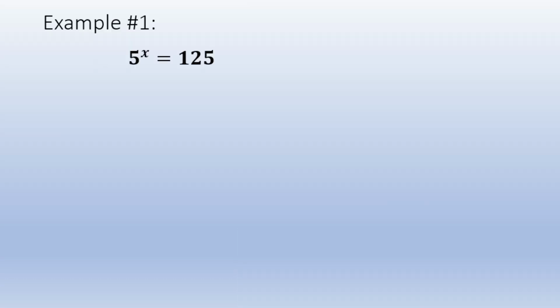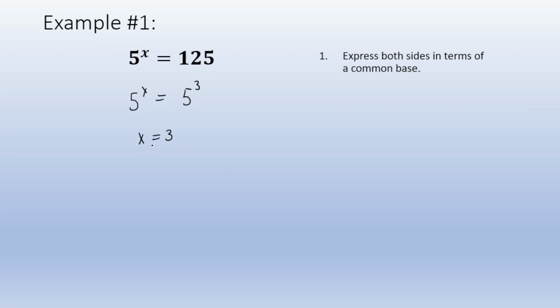For our first example, we have 5 to the x power equals 125. In this problem, one thing that we observe is that 125 is a power of 5. So we can express the right side, 125, as a power of 5, in this case 5 to the third power. Our equation then is 5 to the x power equals 5 to the third power. Now that we have both sides expressed in terms of the same base, we simply set the exponents equal to each other, which gives us our solution of x equals 3.